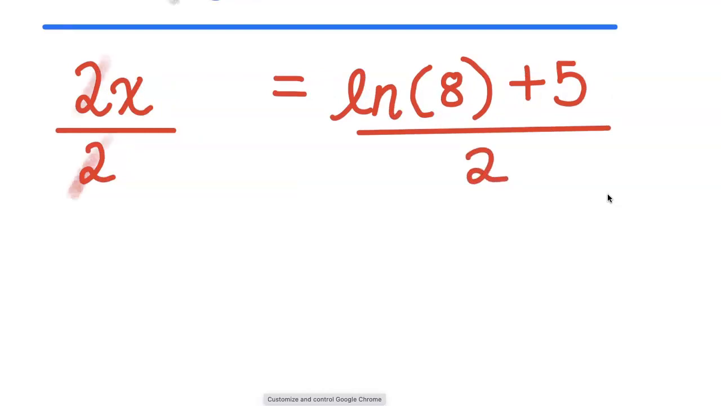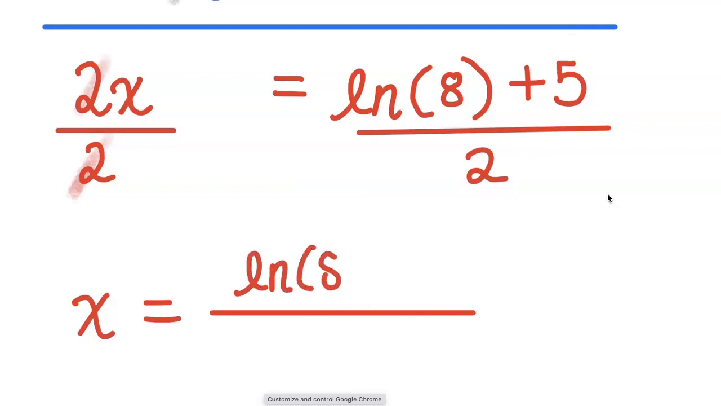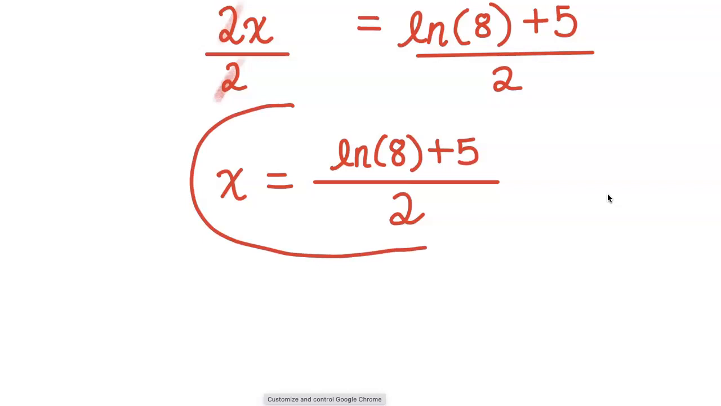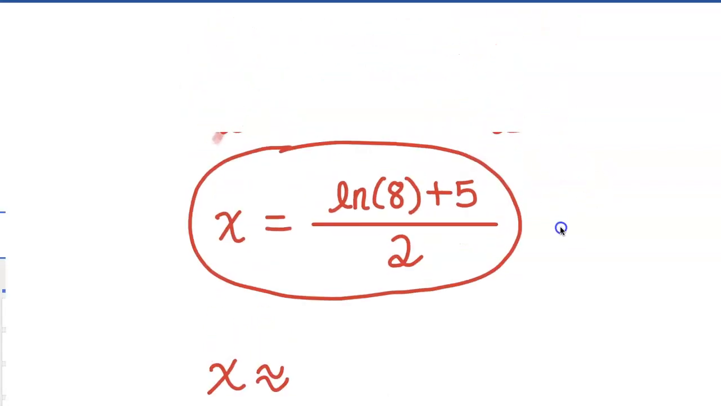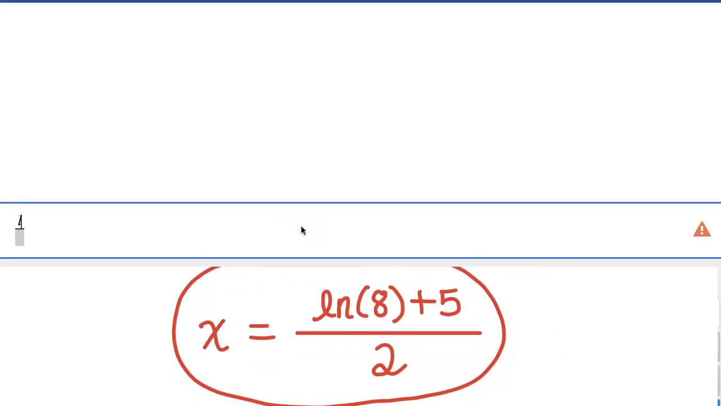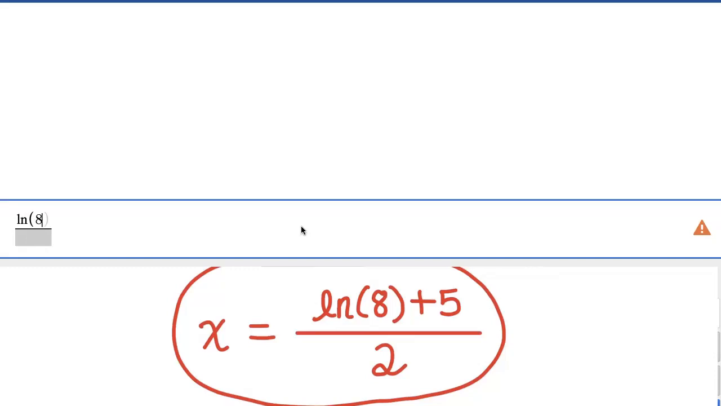So let's write the final answer. x equals a fraction that has natural log of 8 plus 5 as a numerator and 2 as a denominator. So I'm going to circle this, but I remember they also wanted us to write the answer in decimal approximation. So we're going to type that into a scientific calculator. Over here, I'll type fraction bar, ln 8, natural log of 8, plus 5, divided by 2.